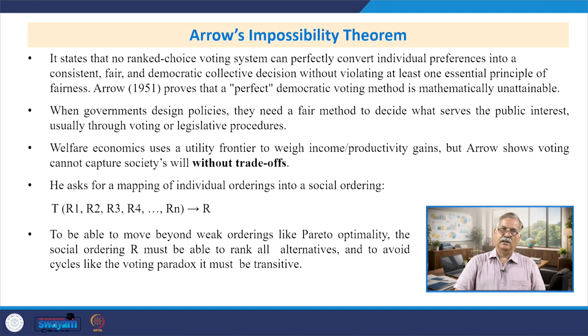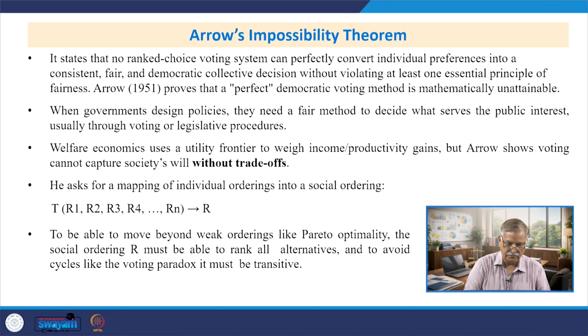For example, if the majority of the voters give their opinion to a political party and the minority are left, that means it is not necessarily true that the policy will benefit the entire society. So there may be trade-offs among the different stakeholders. He asks for a mapping of individual ordering into a social ordering. This means that if R1 is preferred to R3, then R3 cannot be preferred to R1.